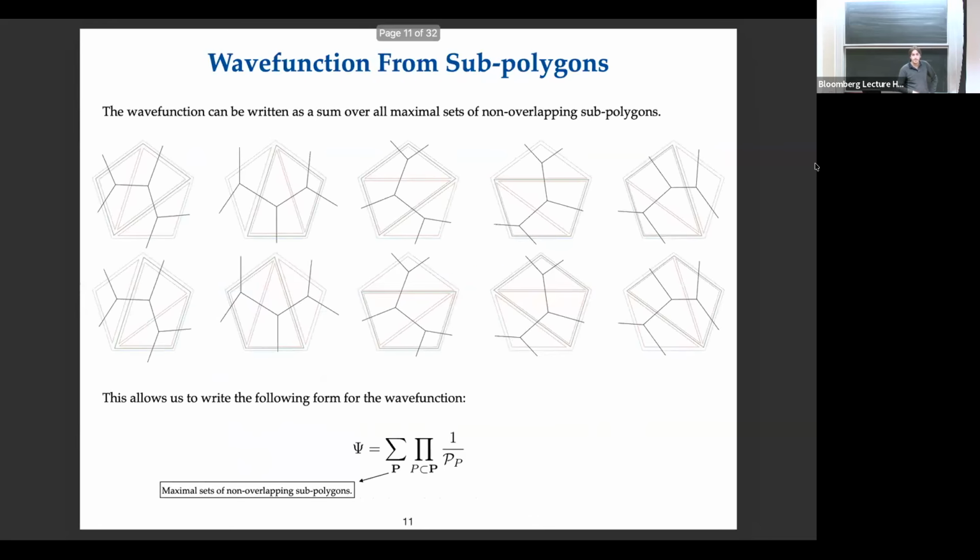Let me go back to the slide. That sum that is there, is it one Feynman diagram or all the Feynman diagrams? This is all of the Feynman diagrams. Okay, thank you. This is the full wave function, not just one. But here we're organizing in terms of sets of non-overlapping sub-polygons instead of Feynman diagrams. In this case you have 10, but each one of these columns corresponds to one Feynman diagram.